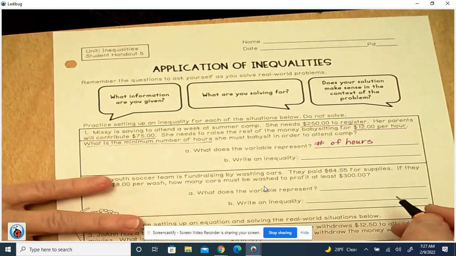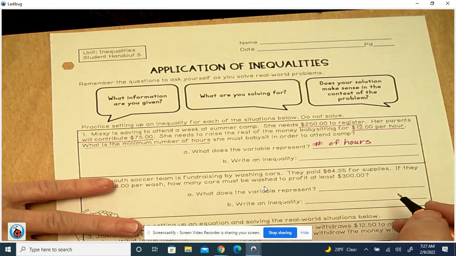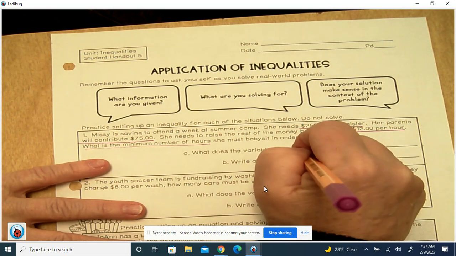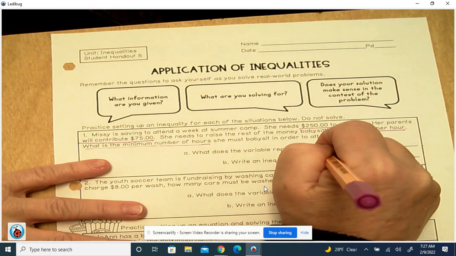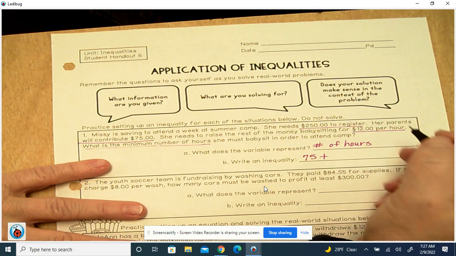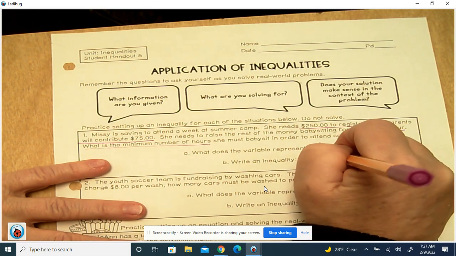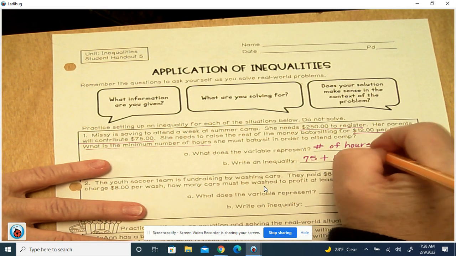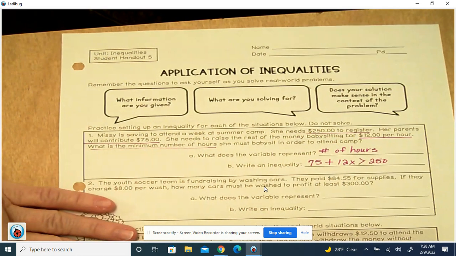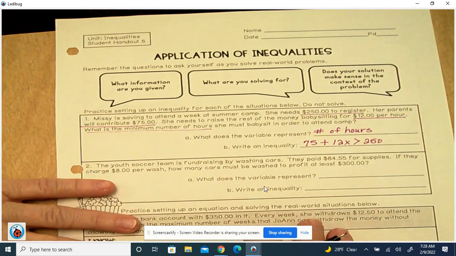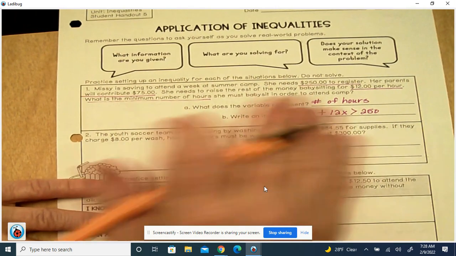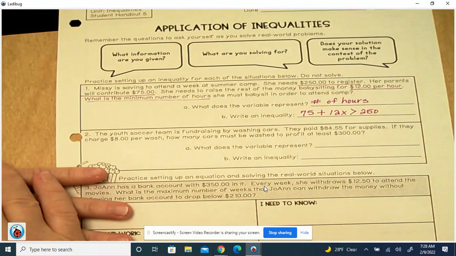All right, let's write the inequality. She needs $250 to register. So we've got the $75 that her parents contributed plus the 12x, times the number of hours, and she needs it to be greater than or equal to 250 because it has to be at least that. Okay, so on your EOG or check-in, highlight what you need to know. Figure out what the variable is and see where it goes.